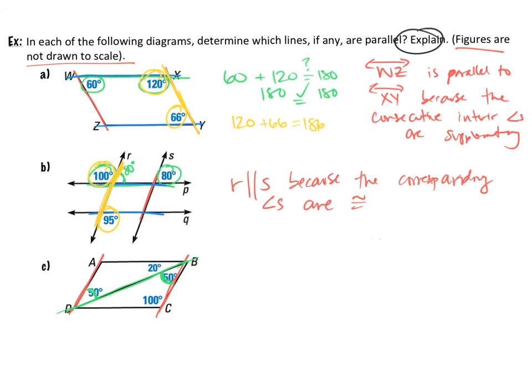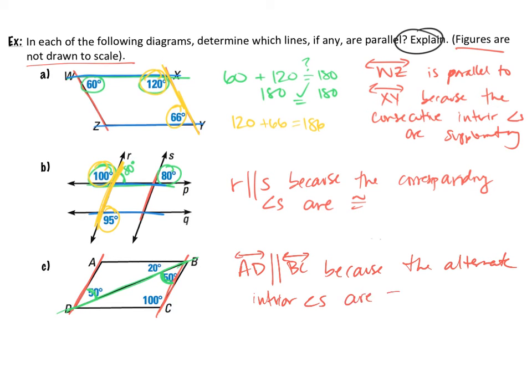So we can say that line AD is parallel to line BC because the alternate interior angles are congruent. Now we still have another pair of lines to look at.